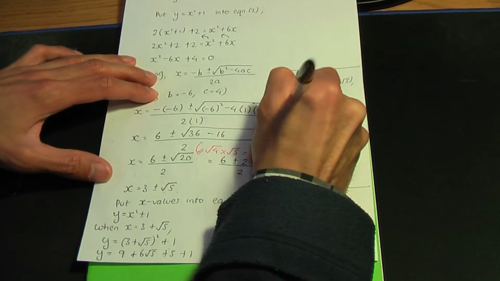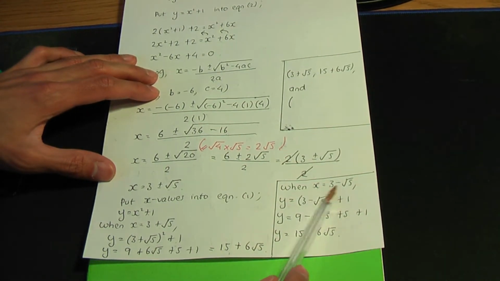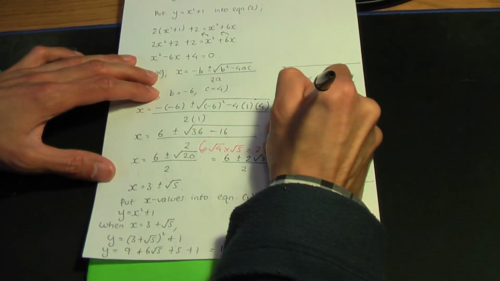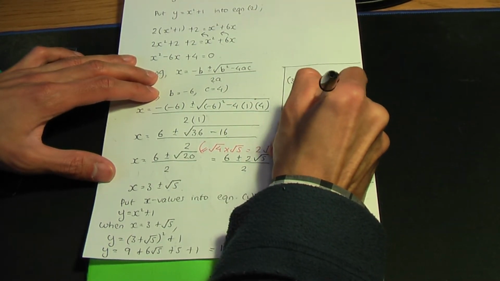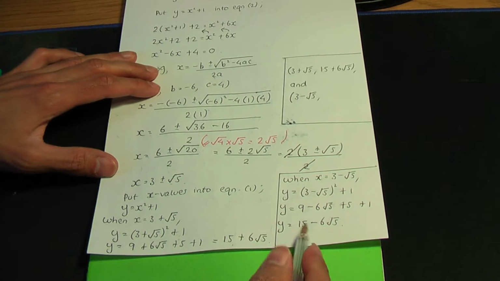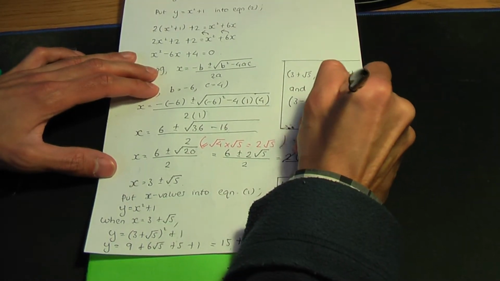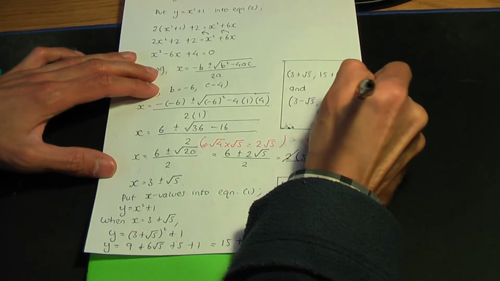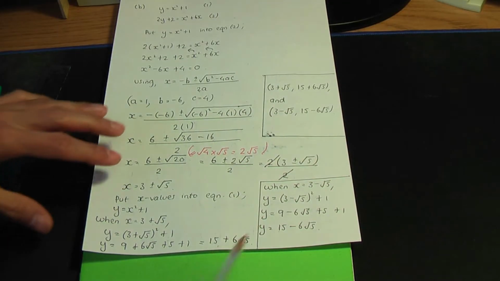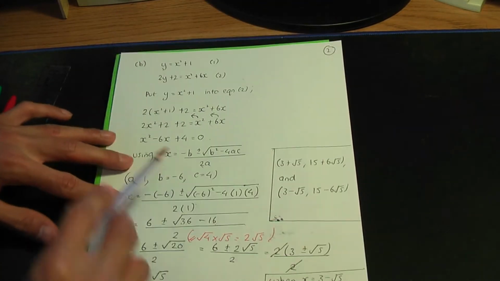And another solution when x is 3 minus root 5, the corresponding y is 15 minus 6 root 5. So here are the solutions for part B.